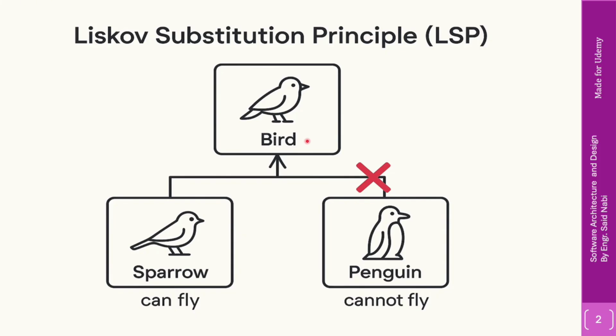So whenever you are making your software system, you need to be very careful with your subtypes and supertypes. These subtypes should not violate the properties which are defined in the super type. The subtype should respect all the properties which are defined in the super type. So in this case the penguin cannot fly, so this is the violation of LSP.